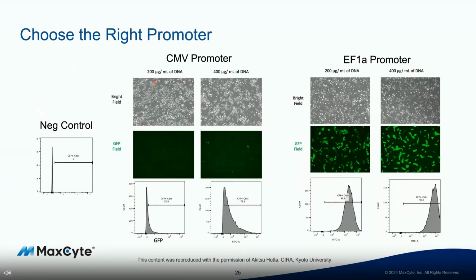So another consideration is the correct promoter to use. This is an example in human iPS cells with a GFP DNA plasmid with a CMV promoter versus an EF1 alpha promoter. You can see with the CMV promoter, which does get silenced in human iPSCs, with 200 micrograms per ml of DNA, you're getting about 32% expression. You can increase the amount of DNA to get nearly 80% expression. However, if you just simply change the promoter, you could achieve almost 100% expression with the lower amount of DNA, without having to go to a higher amount of DNA and potentially sacrificing the cell viability.